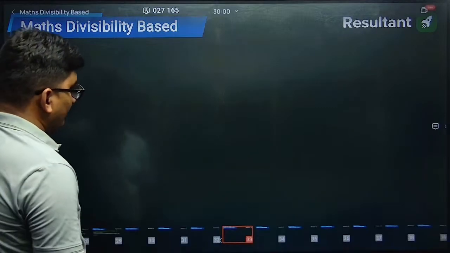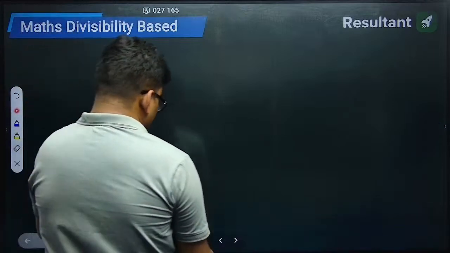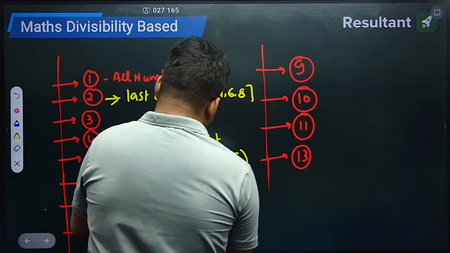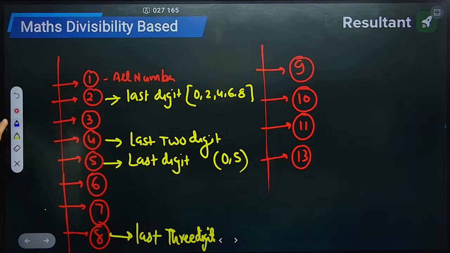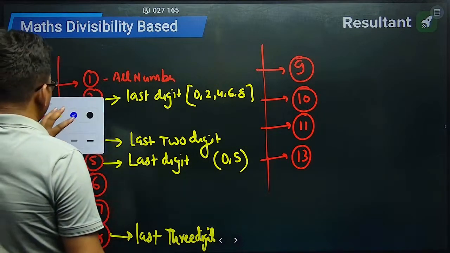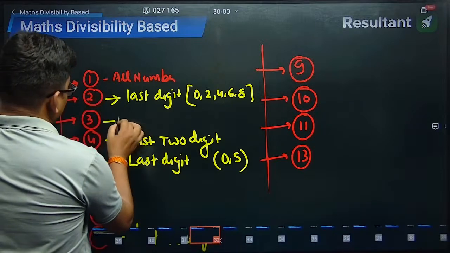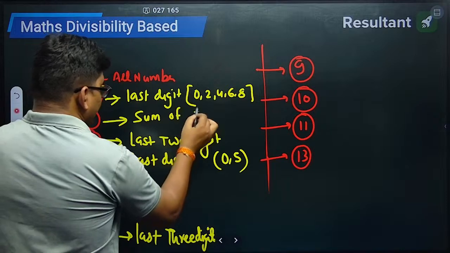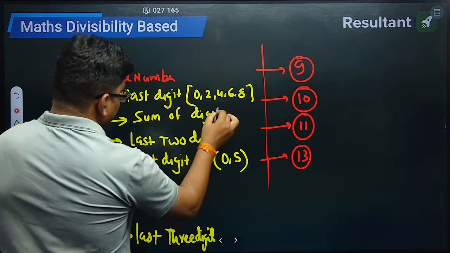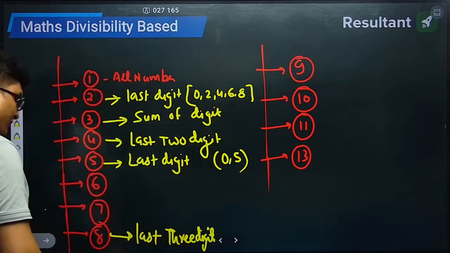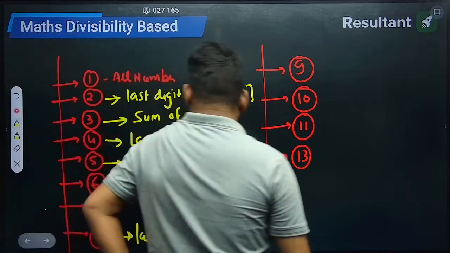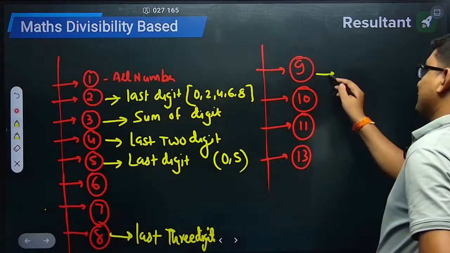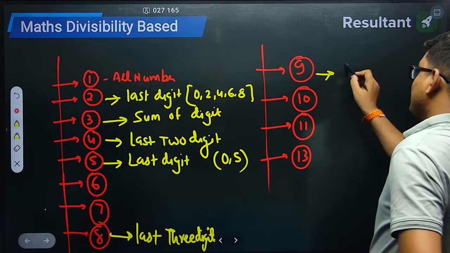So now we can fill the table. The divisibility of 3 and 9 depends on the sum of digits. Sum of digits. And again you can see the divisibility of 9 also depends on the sum of digits.